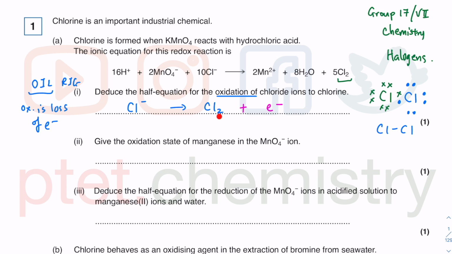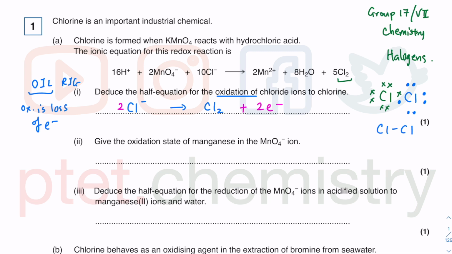Balance the atoms first is the most important thing in this kind of half equation. 2 chlorine on the right, so I put 2 Cl minus on the left. So here I have 2 of these chloride, minus 1 twice, give you minus 2, and therefore I need 2 electrons in order to balance the charge there.